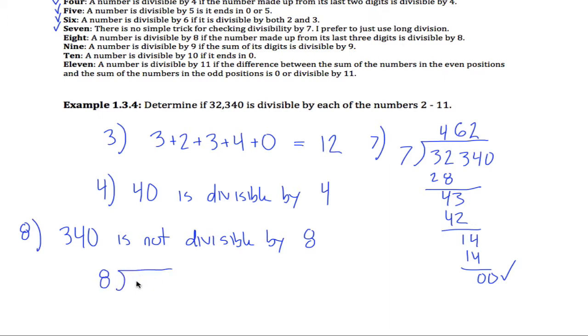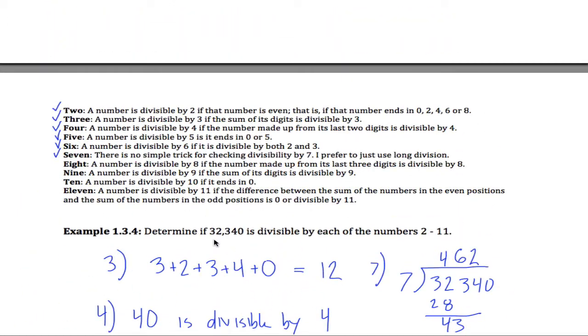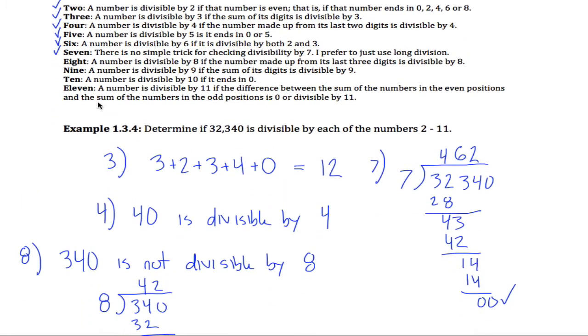We want to do 340 divided by 8. 8 goes into 34 4 times. 8 times 4 is 32. If you subtract, you're left with 20. 8 goes into 20 twice. You get 16, and you're left with a remainder of 4. So 340 is not divisible by 8. Therefore, 32,340 is not divisible by 8 either.